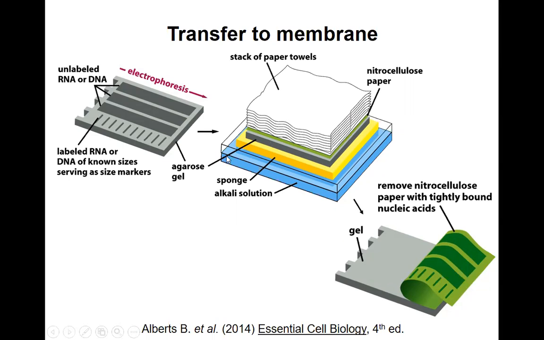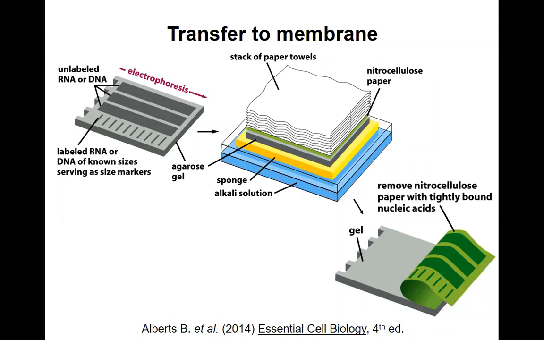And the way we still do it, even though this seems so outdated because we have machines for everything these days, is by using a buffer solution, an alkaline solution, putting some paper towels down, putting the gel on top, putting the nitrocellulose on top, and then putting a bunch of paper towels on top. So what happens is just the capillary effect. If you ever put a dry towel on a wet spot, the water will go up, right? That's the capillary effect. Just by that, the water will get drawn up.